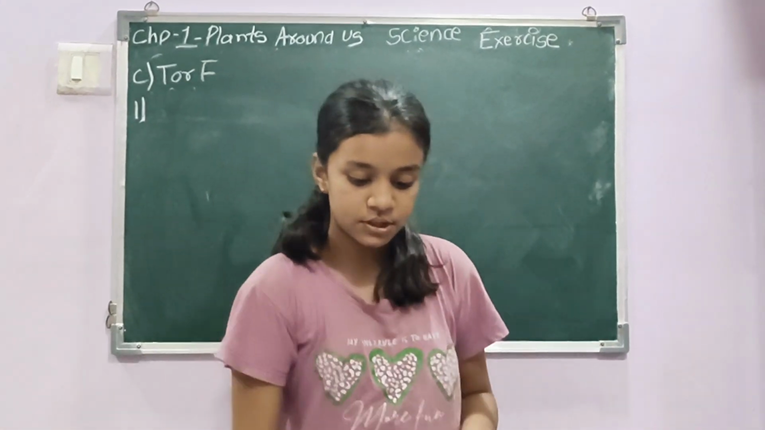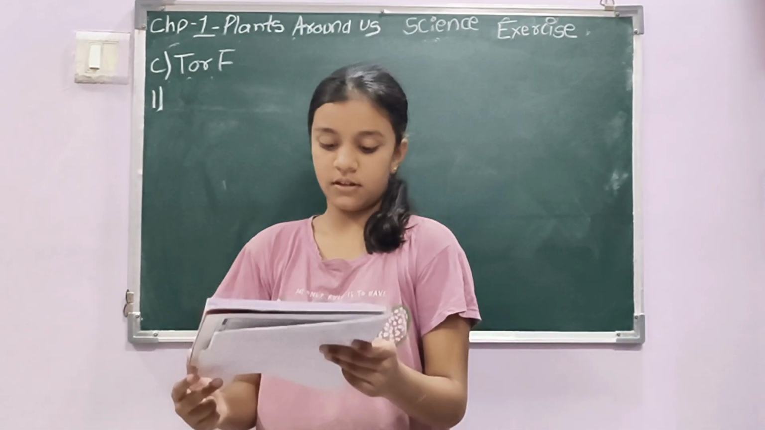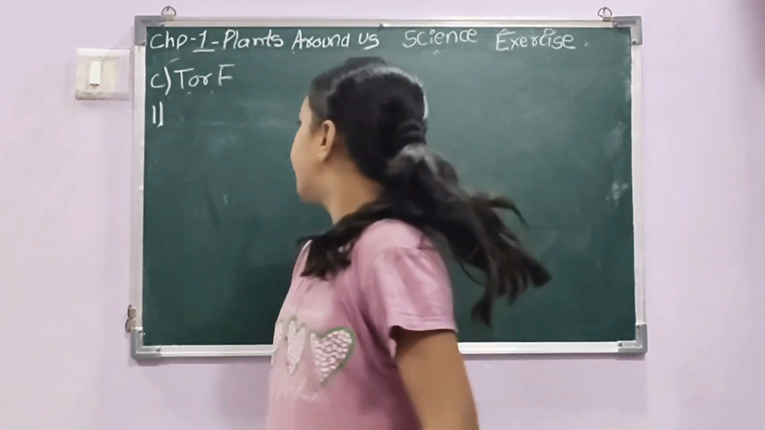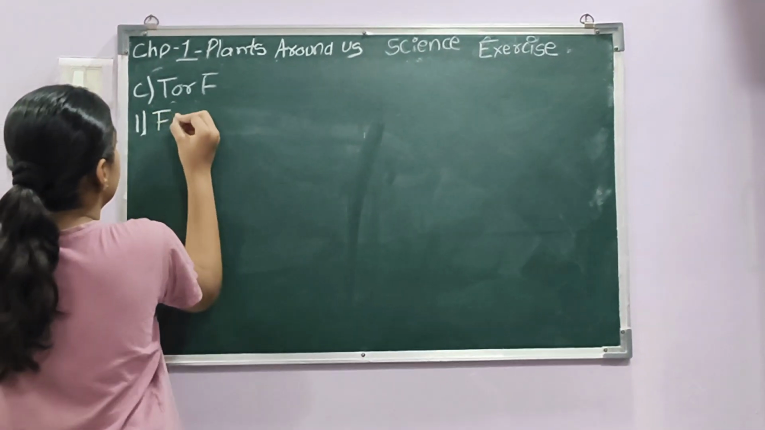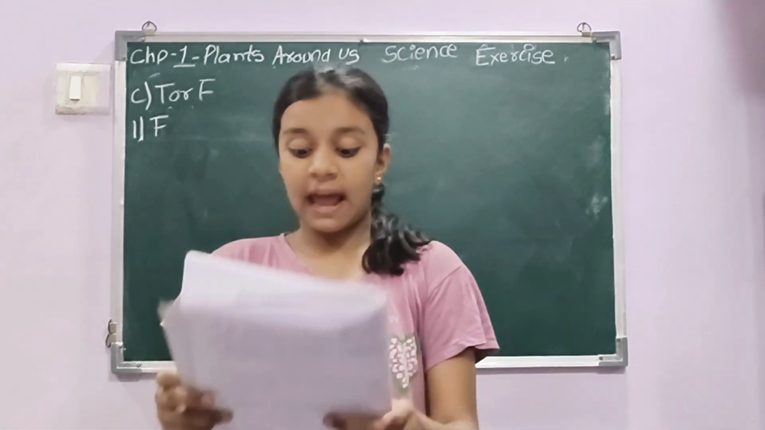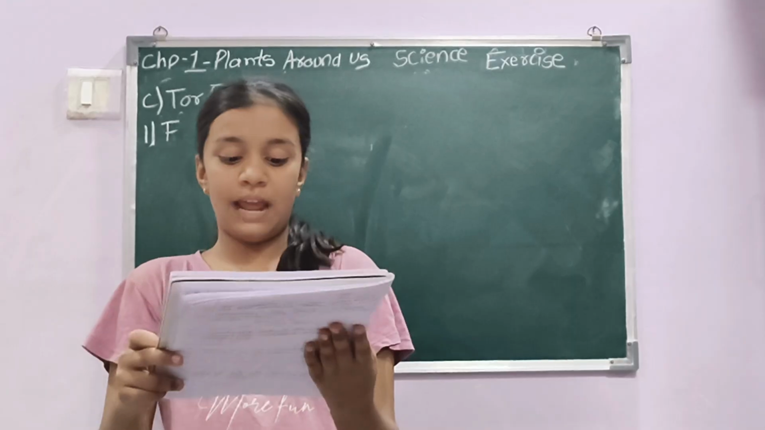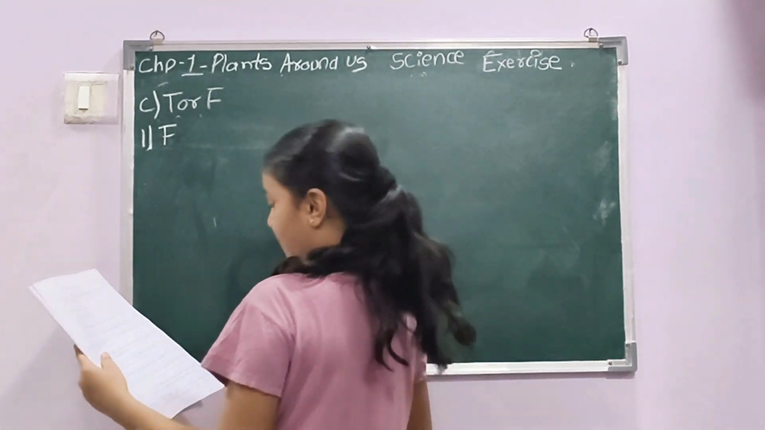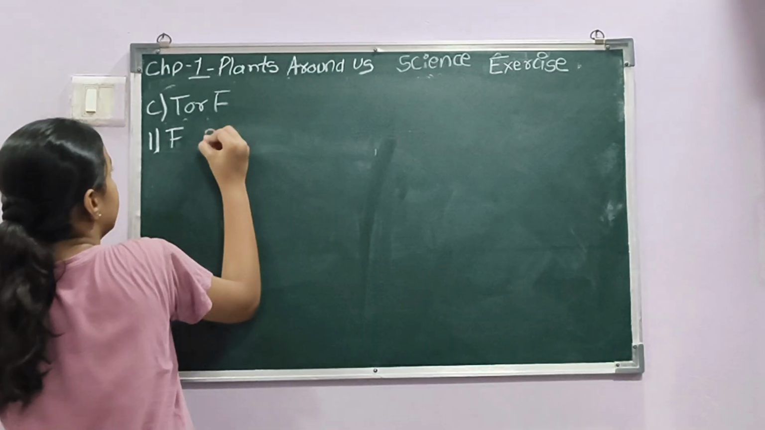Okay, see, first question is C. All plants have leaves with parallel venation. No, it is false. Next one is, in a taproot system, there is one main root and several lateral roots. Yes, correct. We have learned that in the first part. It is true.